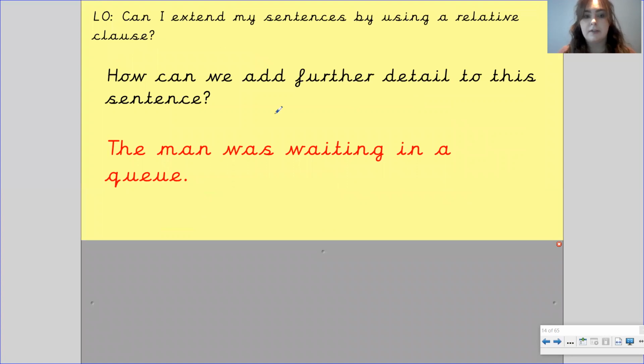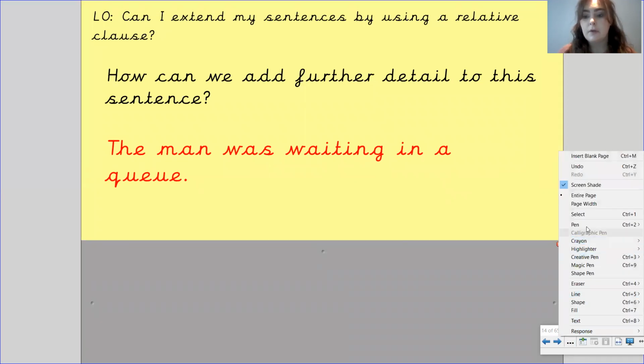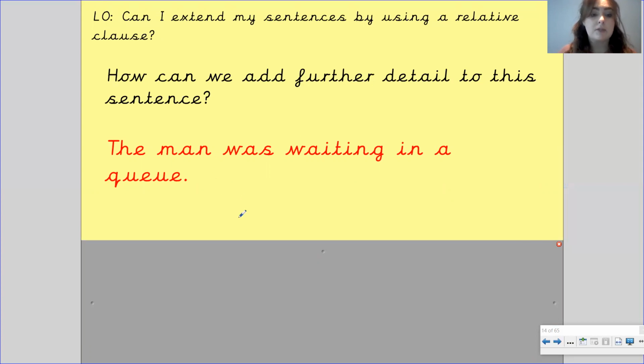So how can we add further detail to this sentence here? We've got the man was waiting in a queue. So first of all, we must find our subject or our noun. And for the purpose of this one, our subject or our noun is man. So we need to put a comma after man. You then need to add in who, which, or that. Put a comma at the end of your sentence using who, which, or that, and then write the rest of your sentence.